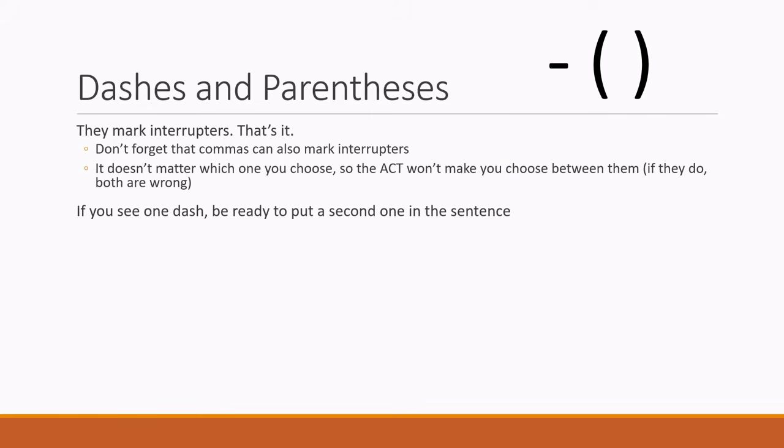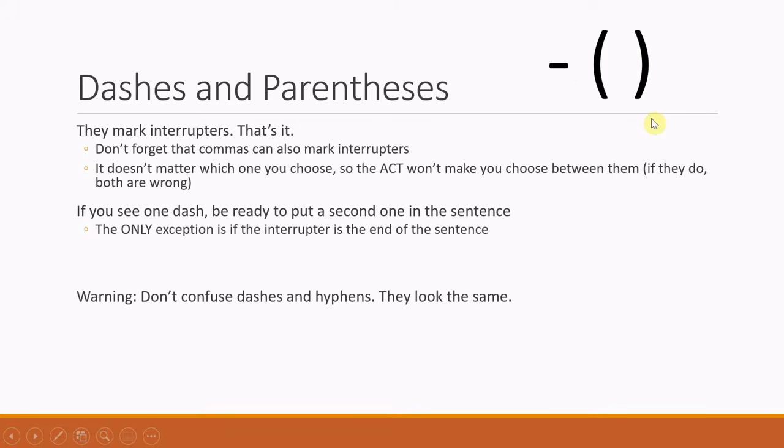Another thing to keep in mind, because the ACT loves to do this, is that they're going to put one dash in your sentence, not in the underlined part, which is what you're trying to change. It's going to be earlier on, usually, or it might be later. So you have to be paying attention and notice there's a dash. And since you know dashes are only used for interrupters, if it's in the middle of the sentence, most likely you're going to have to put the second dash in there to finish the other side of the interrupter. So be ready to put that in. There's one exception, and that's if the interrupter is at the end of the sentence. In that case, there's going to be the dash, then the interrupter, then a period.